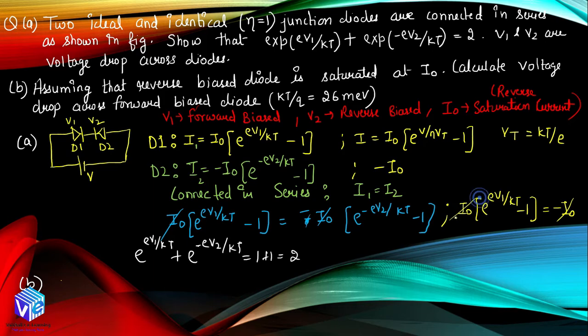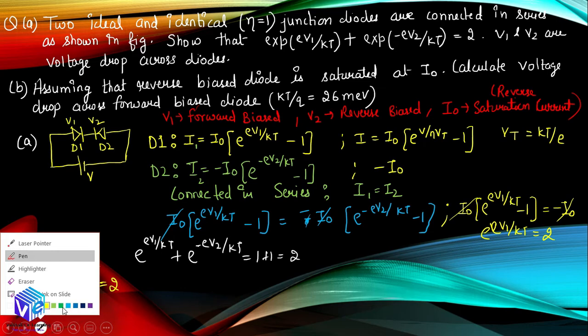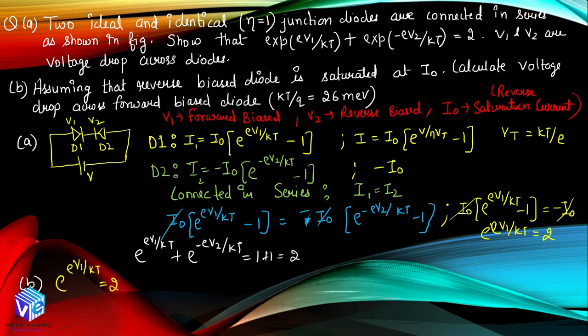So this I naught and I naught will get cancelled out, and we will be having e raised to power eV1 by kT is equal to 2. So at this condition, e raised to power eV1 by kT is equal to 2. Now we have to solve this equation. And how can we solve this equation?